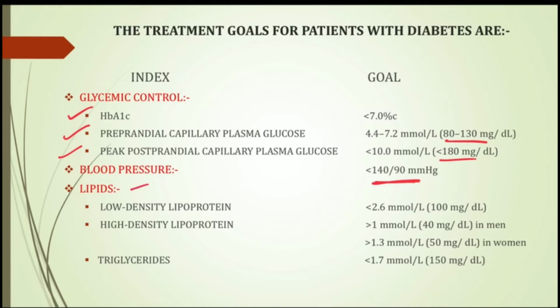And in lipids, low density lipoprotein, that is LDL, of less than 100 mg per deciliter, high density lipoprotein, that is HDL, of more than 40 mg per deciliter in men and 50 mg per deciliter in women, right? And triglyceride of less than 150 mg per deciliter is the target. Being a medical student, we must know both milligram per deciliter and millimole per liter. But being a patient, it's okay if you remember the 80 and 130 milligram per deciliter.